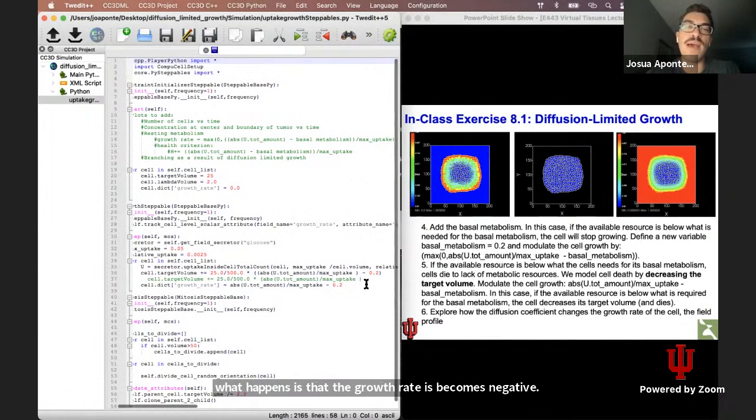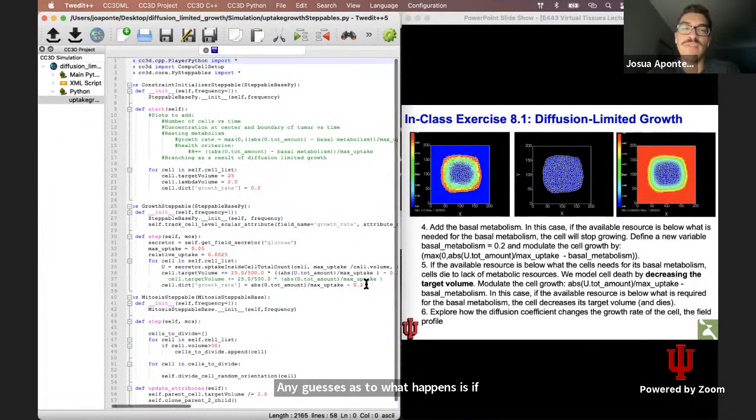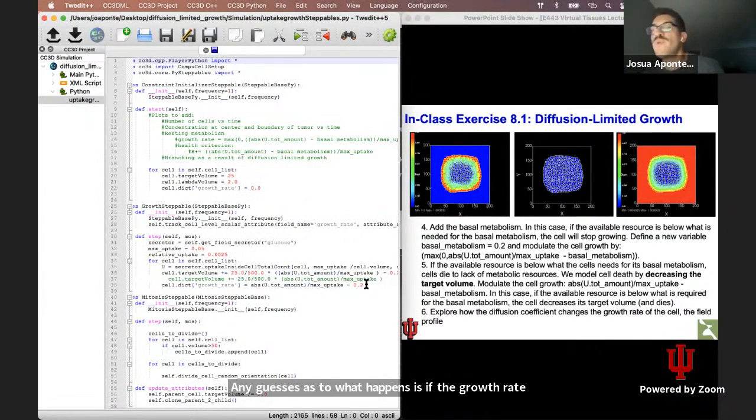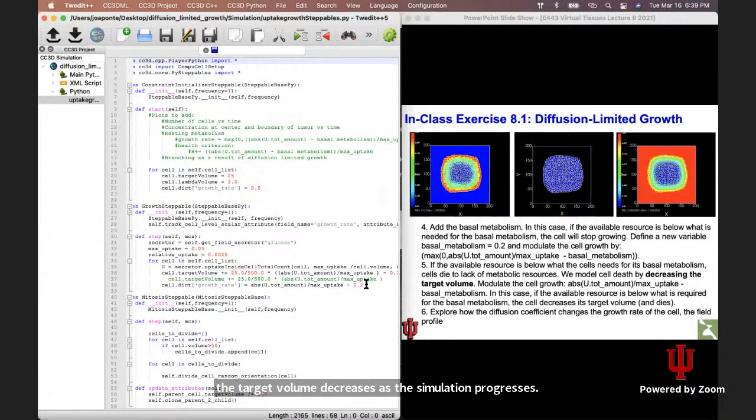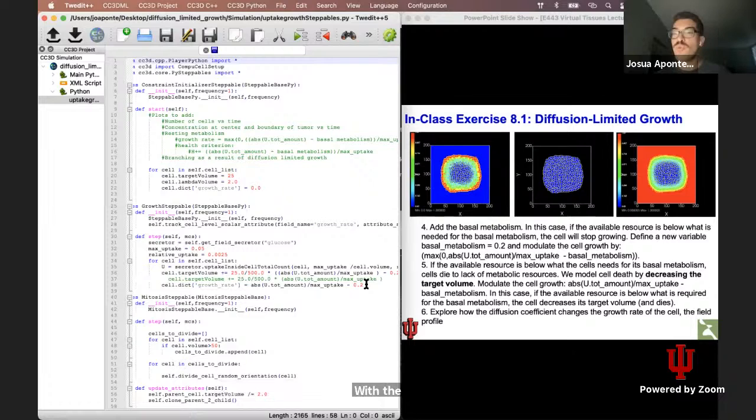Any guesses as to what happens if the growth rate becomes negative? Because so far we've played with increasing the target volume all the time as the simulation progresses. Any ideas what would happen if the target volume decreases as the simulation progresses? With the cells here. Right. So that is a way of simulating cell death.